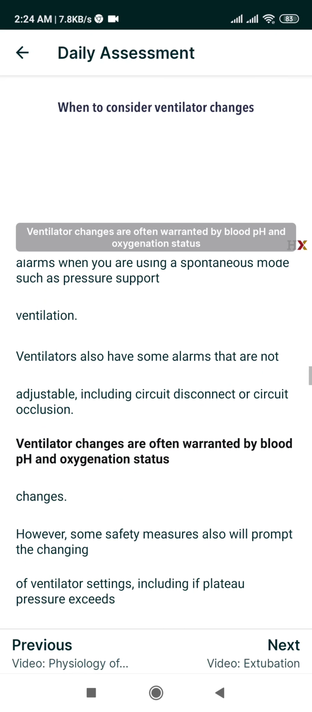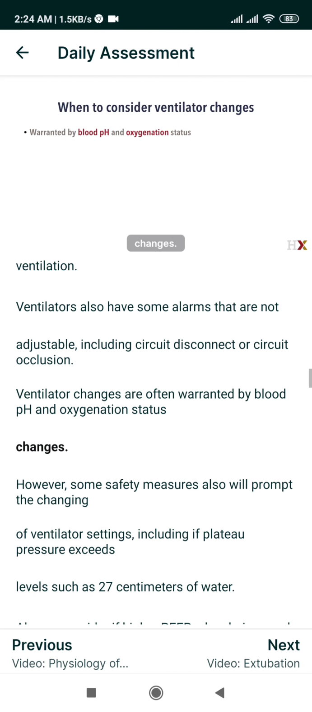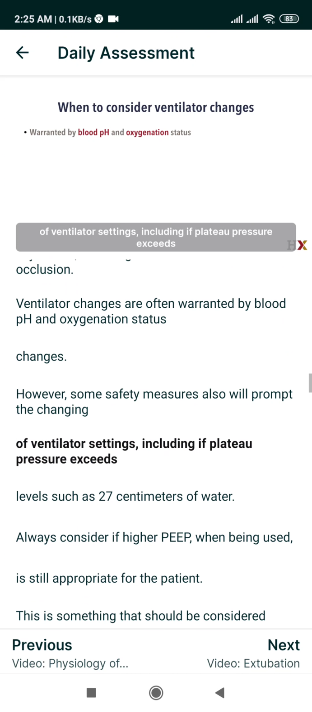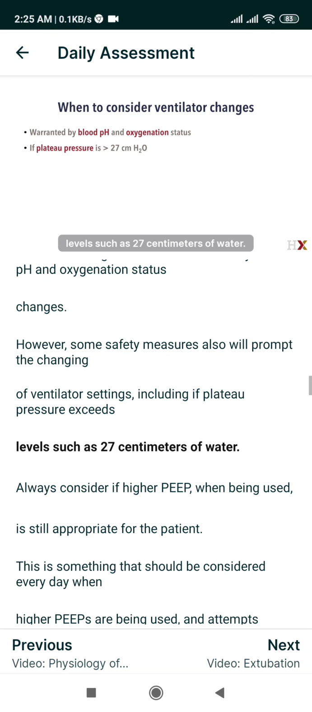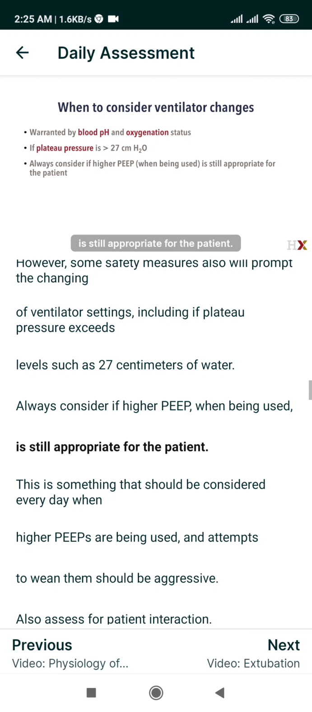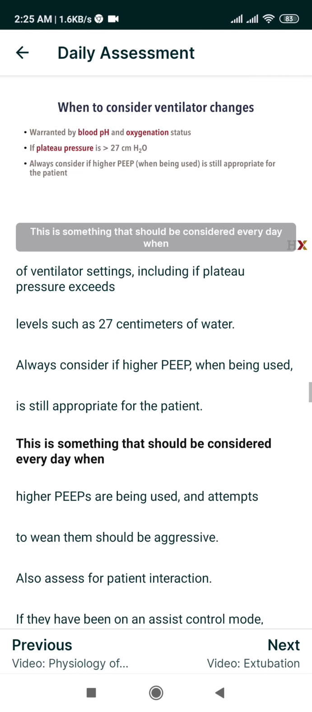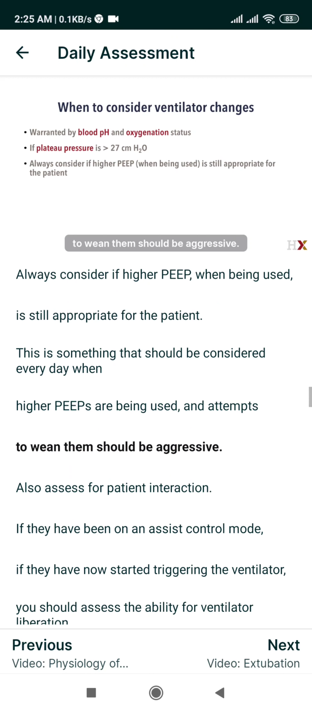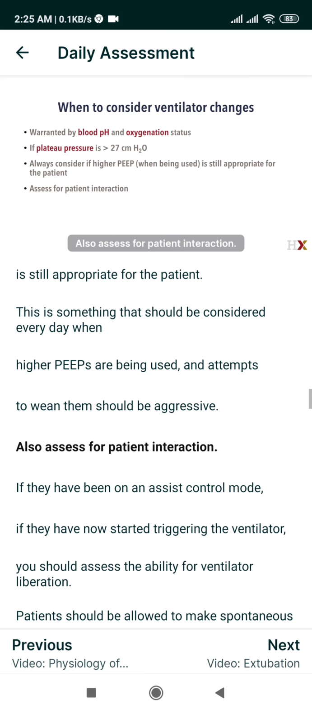Ventilator changes are often warranted by blood gas, pH, and oxygenation status changes. However, some safety measures also will prompt the changing of ventilator settings, including if plateau pressure exceeds levels such as 27 centimeters of water. Always consider if higher PEEP, when being used, is still appropriate for the patient. This is something that should be considered every day when higher PEEPs are being used, and attempts to wean them should be aggressive. Also assess for patient interaction.